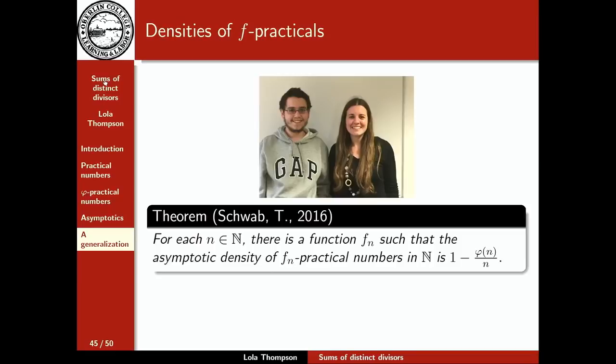So I had a student this summer at the Max Planck Institute. I was there on my sabbatical, and I had a high school intern. My high school intern worked with me on this. That's him right there. His name is Nicholas Schwab.